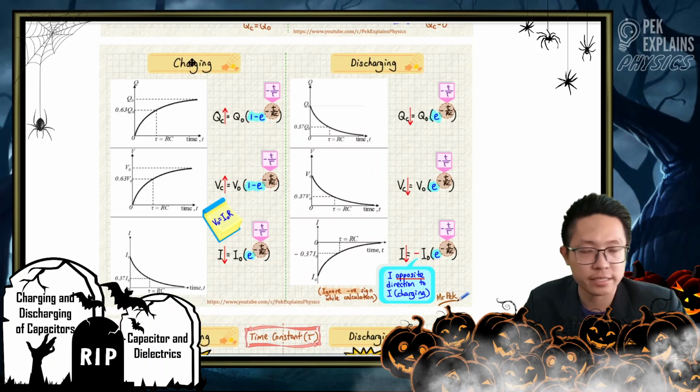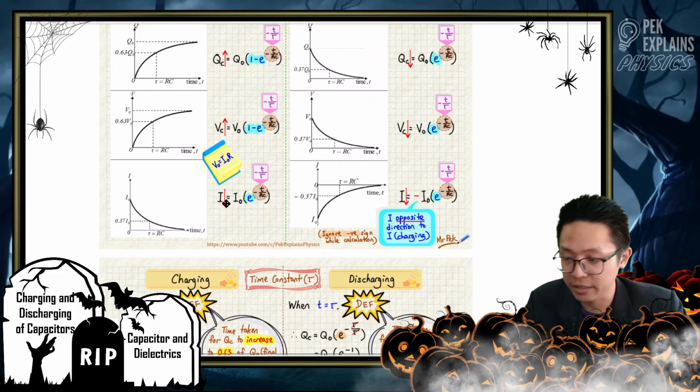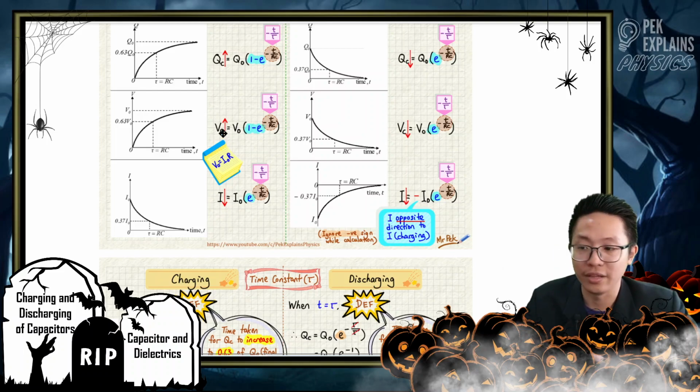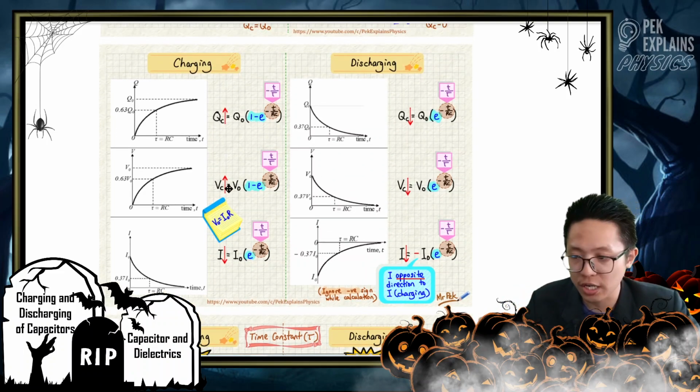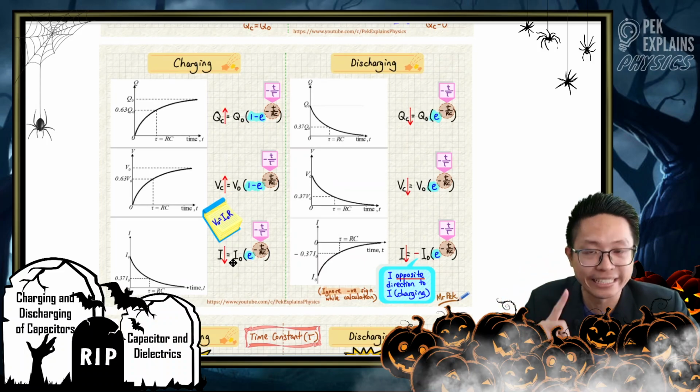So for the charging process, only the charge and voltage increase, but the current decreases. The current does not increase to charge the capacitor even more. The charging process slows down when the capacitor is almost fully charged. So, only the charge and voltage increase, and the current decreases.